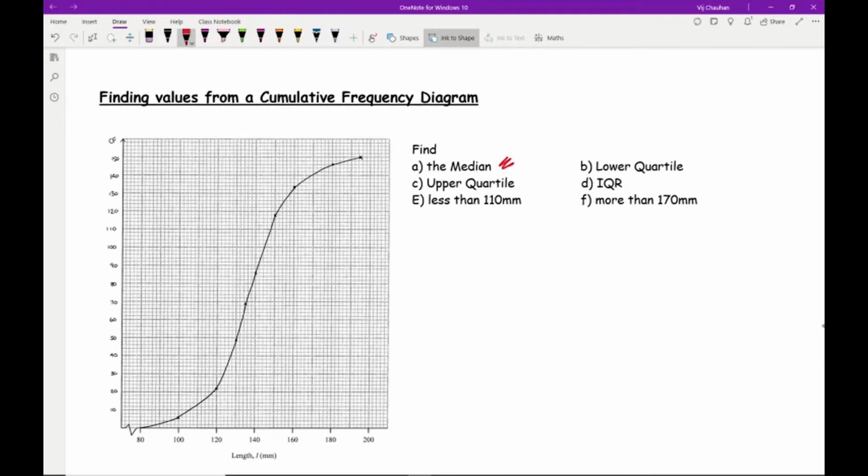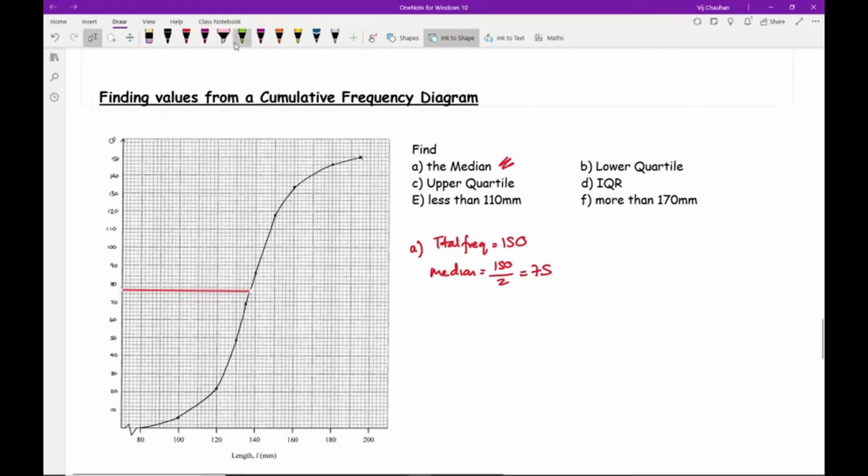With the median, first of all, our total frequency is 150. So to find the median, I need to find the median position, which is 150 divided by 2, which is 75. Then I need to draw a horizontal line through 75. So I'm going to find where 75 is, which is about there, and draw a horizontal line till it hits the curve, which is just about there.